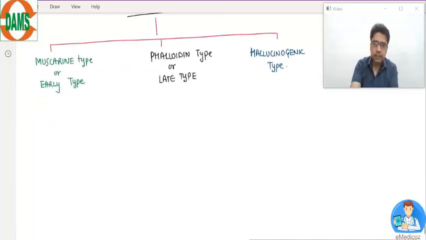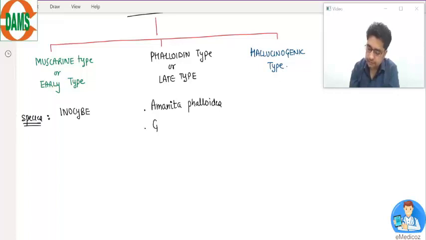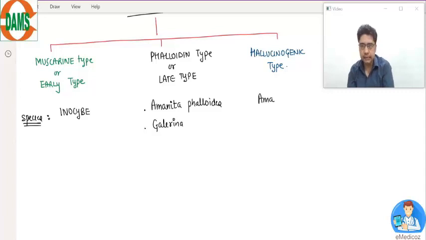Okay, let's see which species of mushroom most commonly cause each. The most common species you will write here is Inocybe species. Here you will write Amanita phalloides and Galerina. And lastly, for hallucinogenic type, Amanita muscaria. So don't confuse between muscaria and muscarine type.